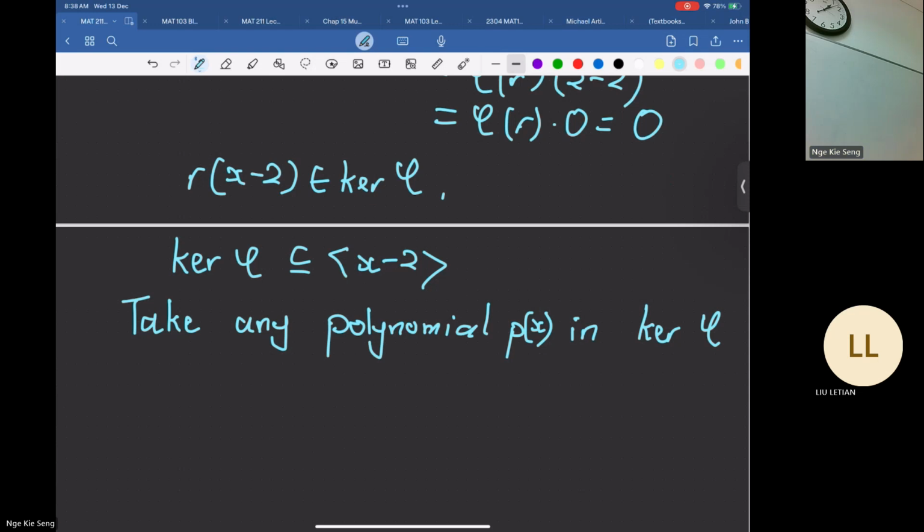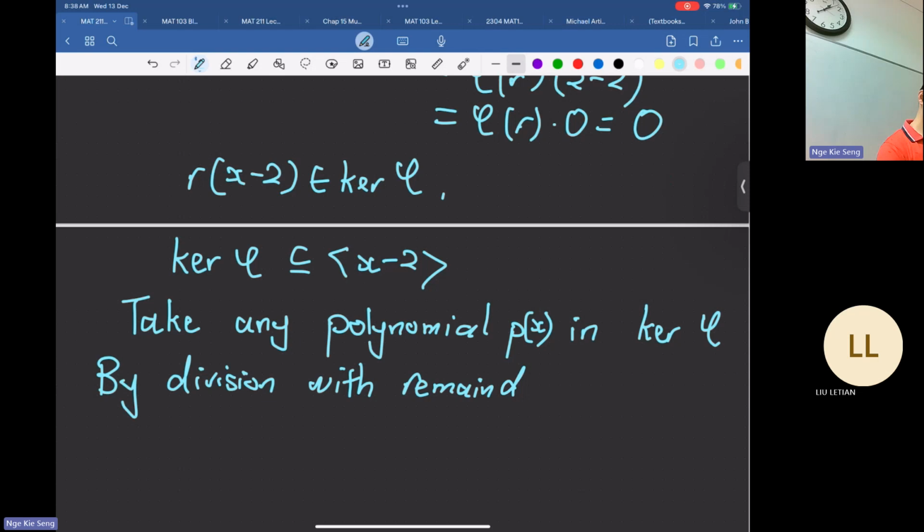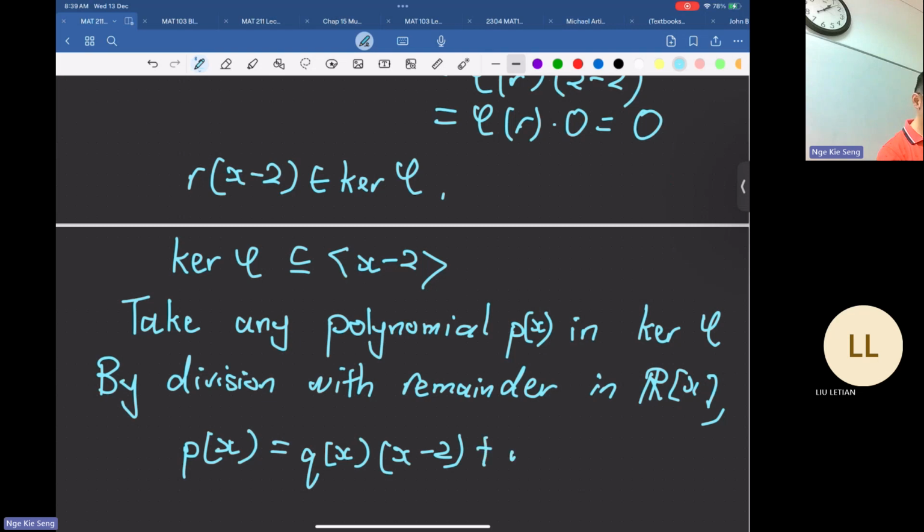Okay. So, what can we do? We can use division with remainder in the polynomial ring R[x]. Can we use that or not? Can we use this to divide P(X) with remainder? So we will get something like Q(X) times (X minus 2) plus R(X) for some polynomials Q and R. Can we write this or not?